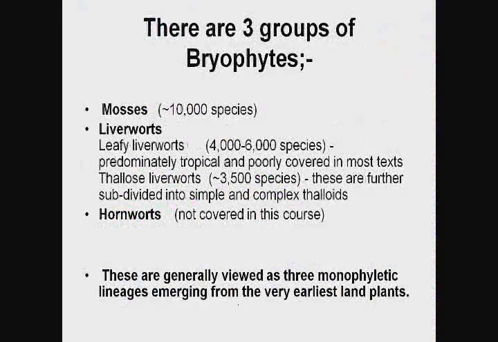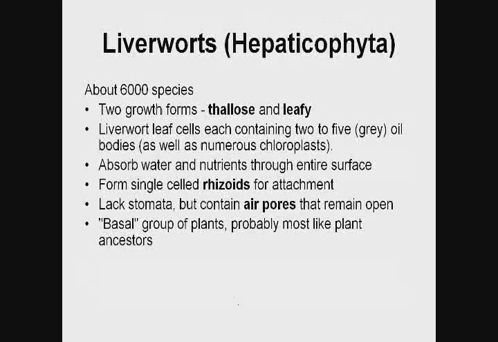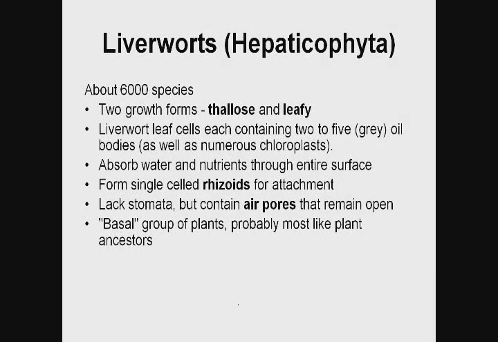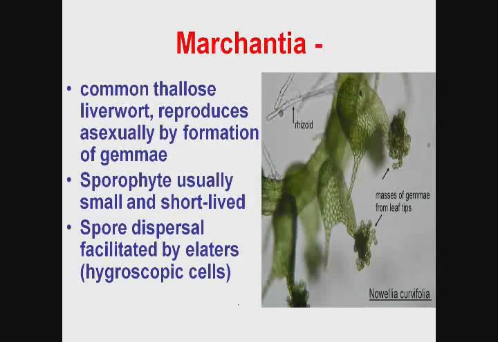Okay. Mosses have 10,000 species, liverworts have 6,000, and hornworts are basically not so important, so I have not covered them, because hornworts are not mentioned in your NCERT. Liverworts, about 6,000 species. They have two forms, thalloid form and leafy form. Liverwort leaf basically has oil bodies also, and entire surface is absorptive. Some root-like structures like rhizoids are present. Okay. Basically, this is their theory.